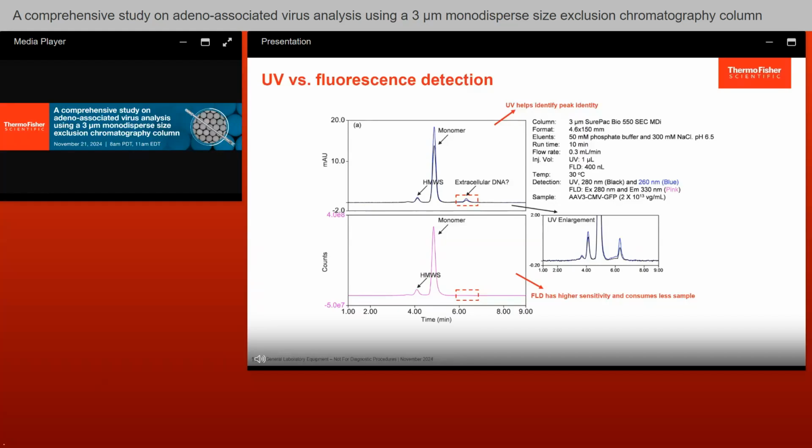So if we use UV detection, this can help us with peak identity. We can also use fluorescence as a detection method. One benefit is fluorescence has much higher sensitivity, so this will help you consume much less sample. We can see for UV, we injected 1 microliter, and for fluorescence, we injected 400 nanoliters, which is less than half. So once you have the peak identity confirmed, you can definitely feel free to switch to fluorescence.